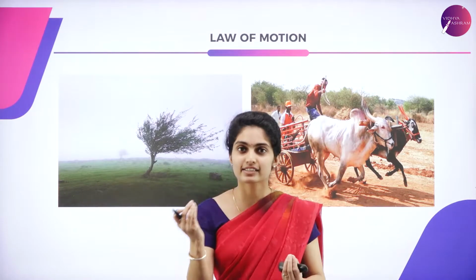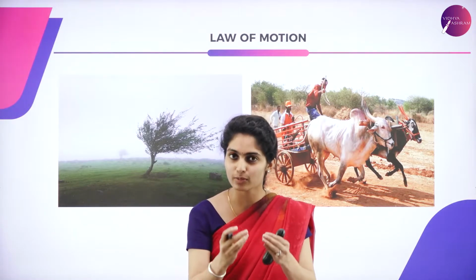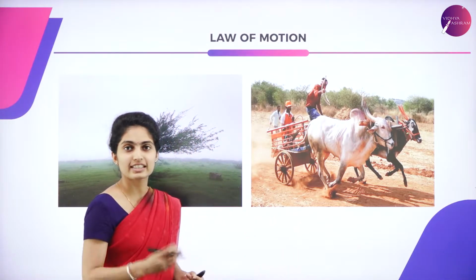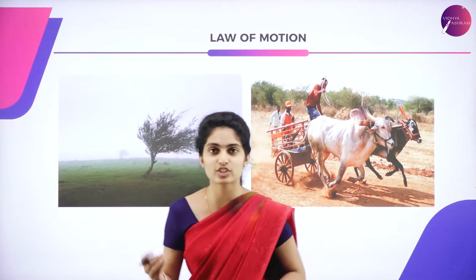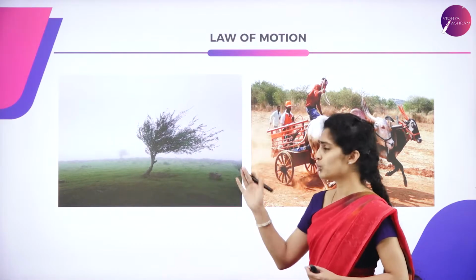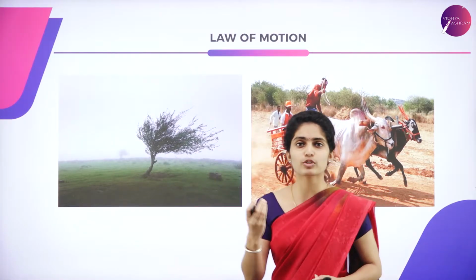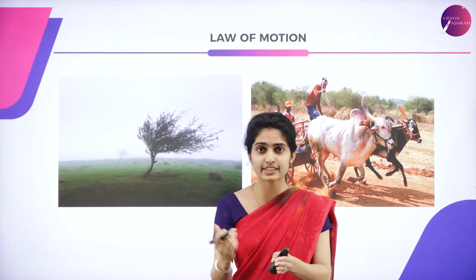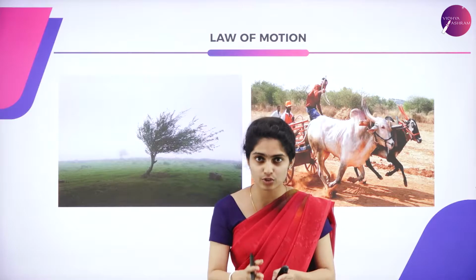So when there is an external force which is acting on a body, the body is said to have a motion. A few examples you can see: a breeze, due to which the branches of a tree are getting bent towards one side. That is also a form of motion. So here the branches are moving. So the motion is said to be of the tree, that is, the branches of the tree.